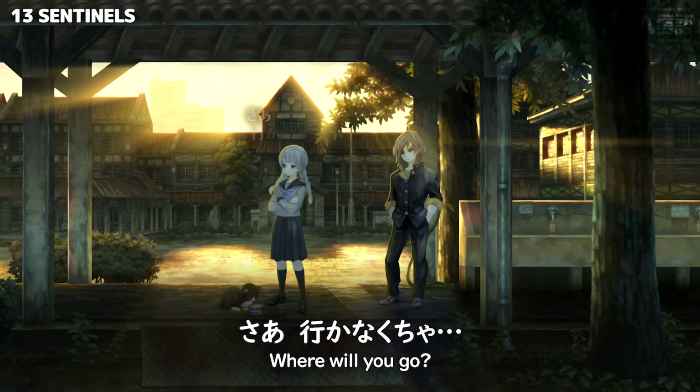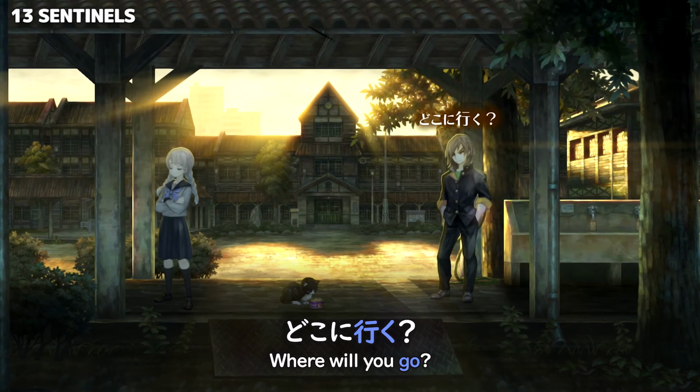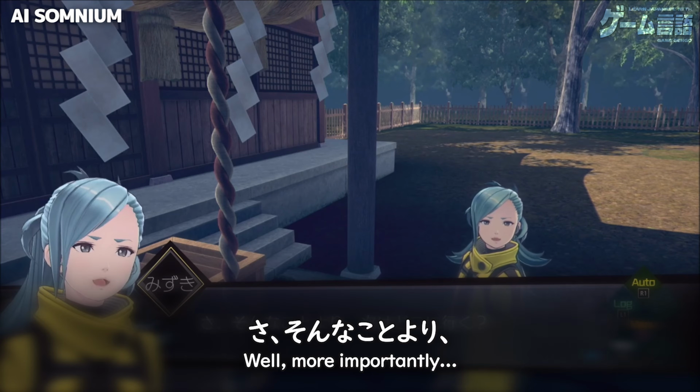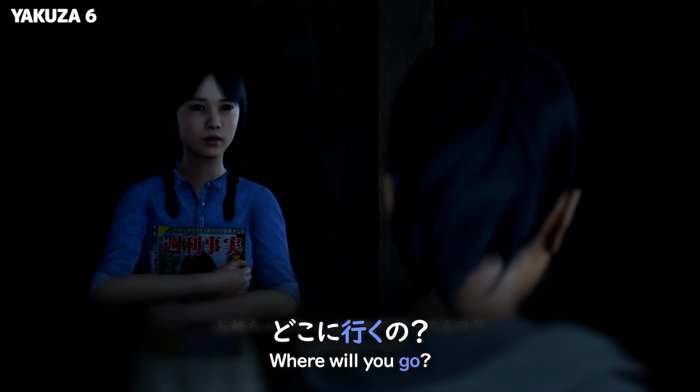さあ、行かなくちゃ。 どこに行く? さあ、そんなことより次はどこに行く? お姉ちゃんはここを出てどうするの? どこに行くの?